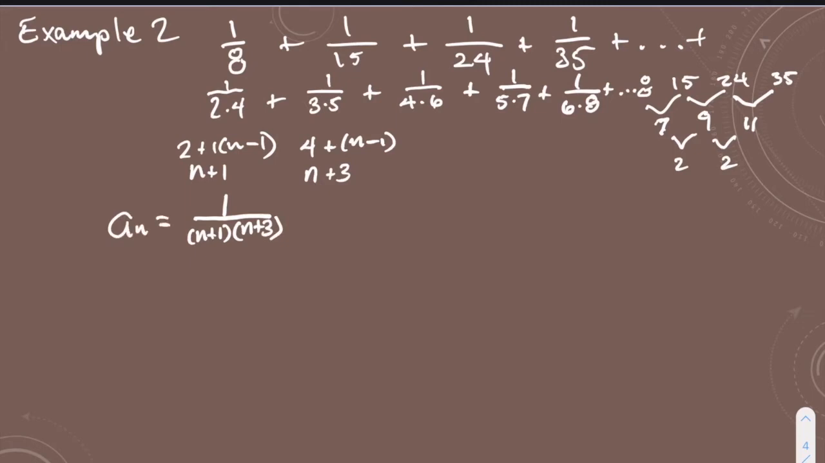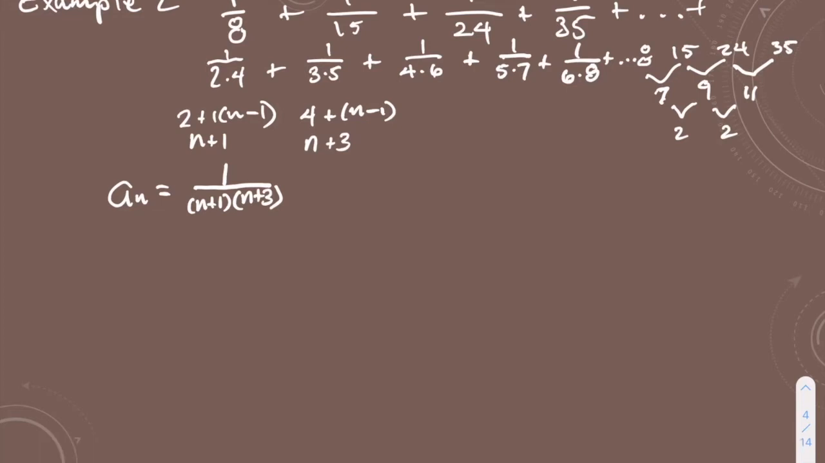Let's say what happens when n is 1. 1 plus 1 is 2. 1 plus 3 is 4. 2 times 4 is 8. So the first term is 1/8. Let's go for 2. 2 plus 1 is 3. 2 plus 3 is 5. 3 times 5 is 15. So that second term is 1 over 15. And I think we have it. So there's our a sub nth term.